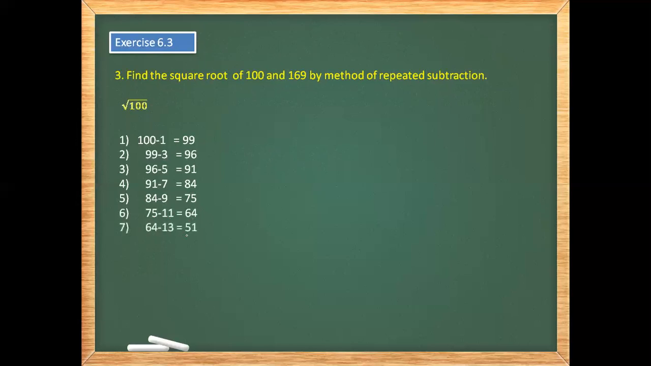64 minus 13 is what? 51. 51 minus 15 is 36. 36 minus 17 is what? 19. And 19 minus 19. Why 19 minus 19? Because after 17, which is the odd number? 19. So that's why 19 minus 19 is equal to 0. Now children, in which step did I get this 0? 10th step. Yes, 10th step. So what is the square root of 100? 10. See, 10 tens are 100. So our answer is correct.